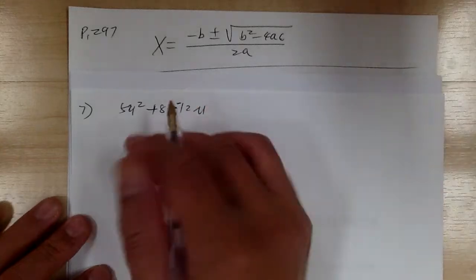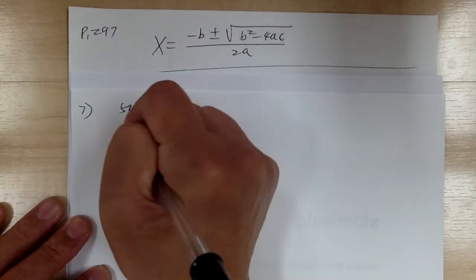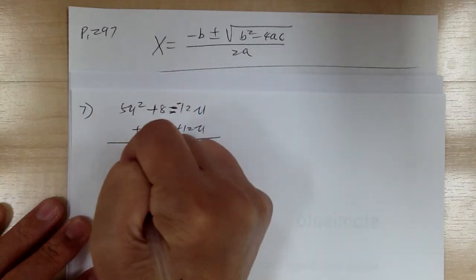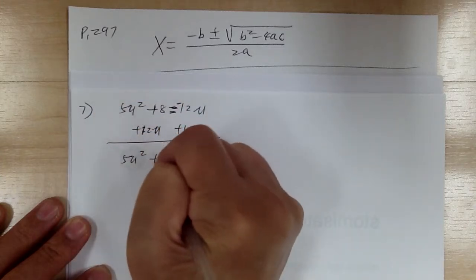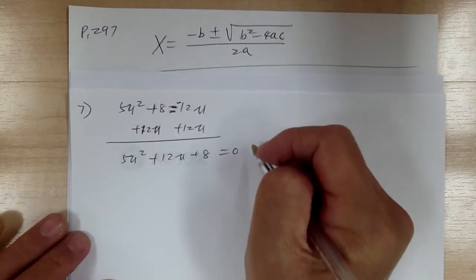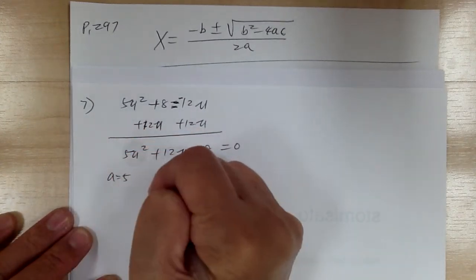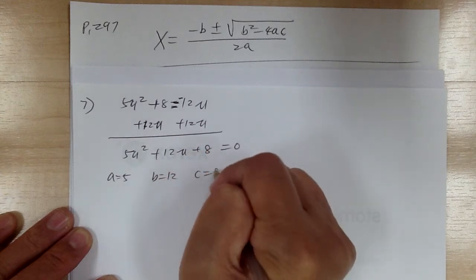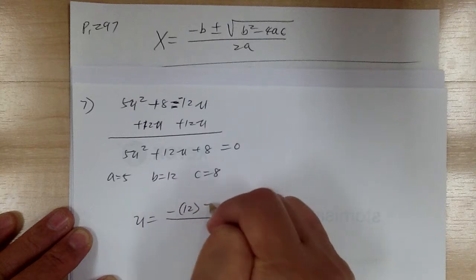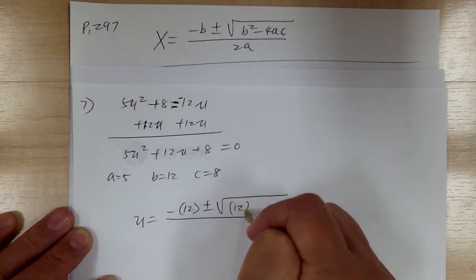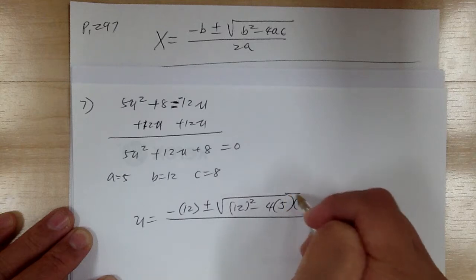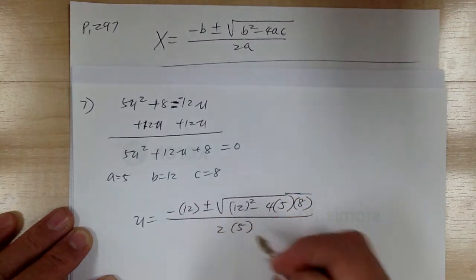Now next, let's move everything over to put it in the proper form. So you got 5u squared plus 12u plus 8 equal to 0. So you got a equal to 5, b equal to 12, c equal to 8. So u equal to negative b plus or minus square root of b squared minus 4ac over 2a.